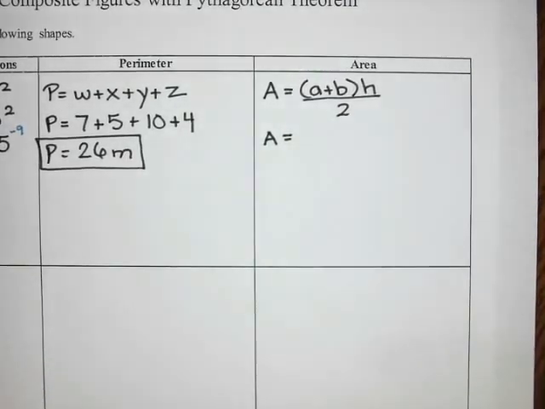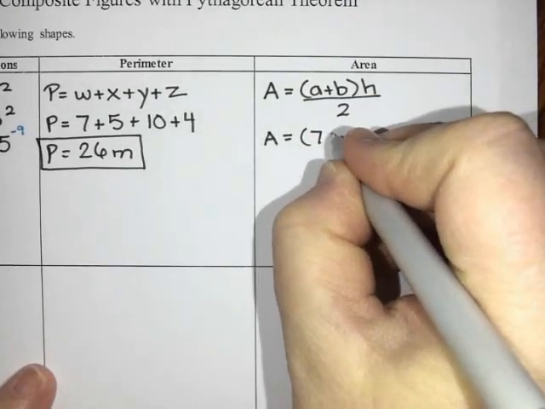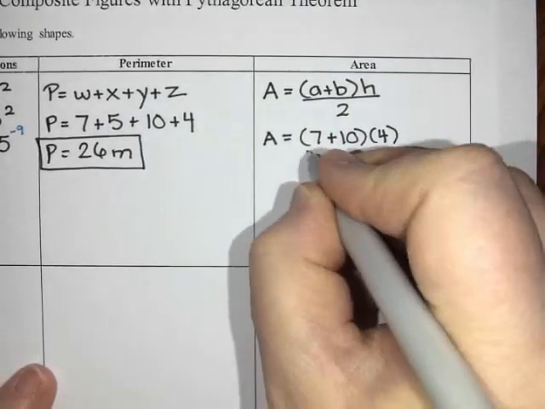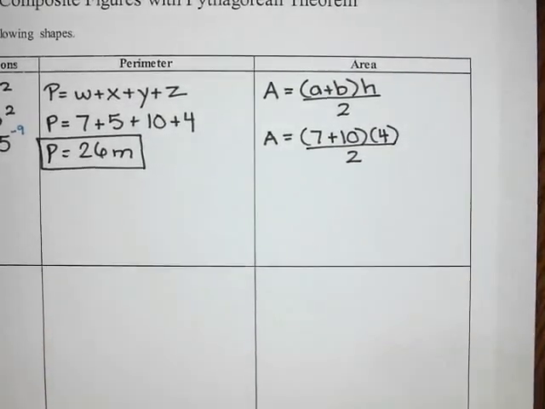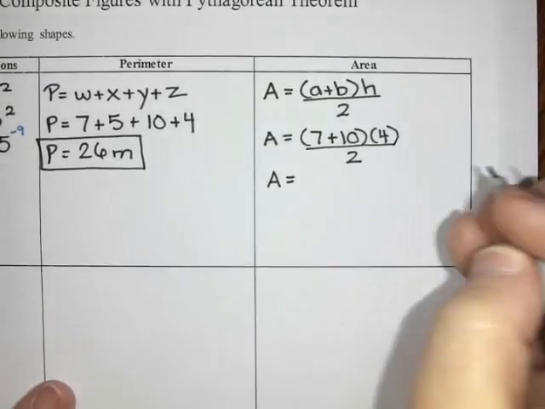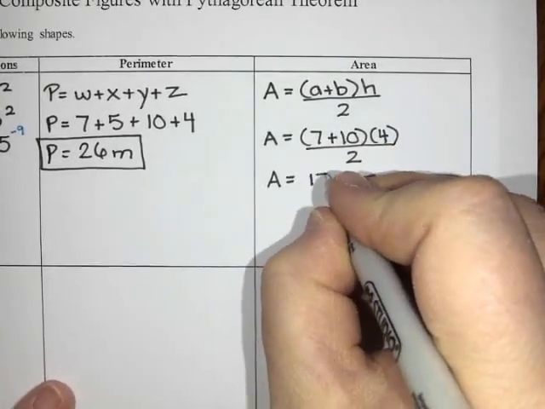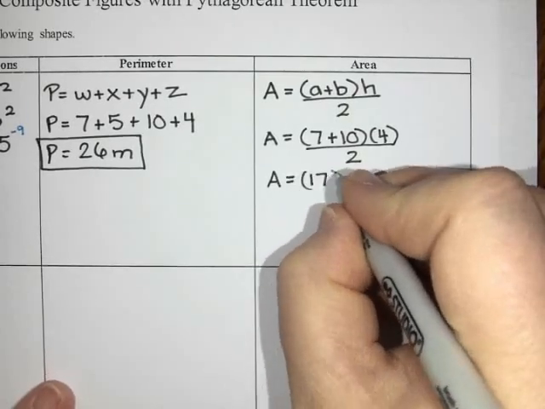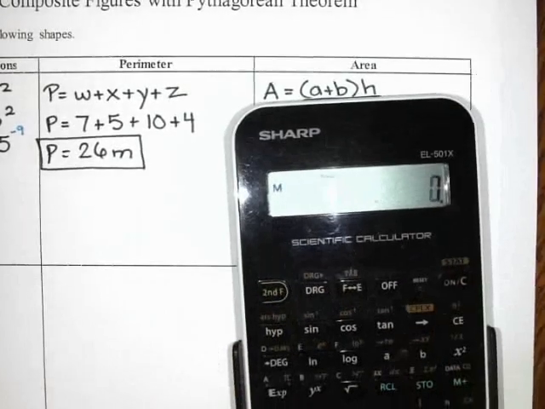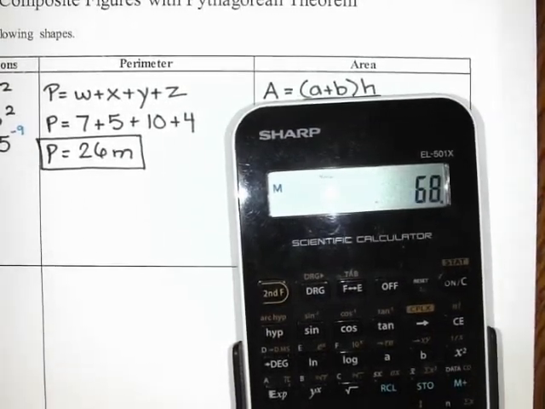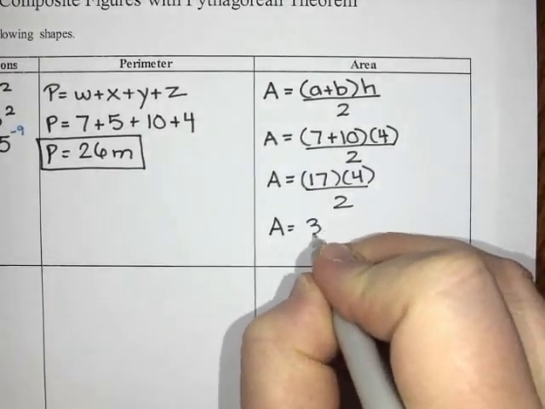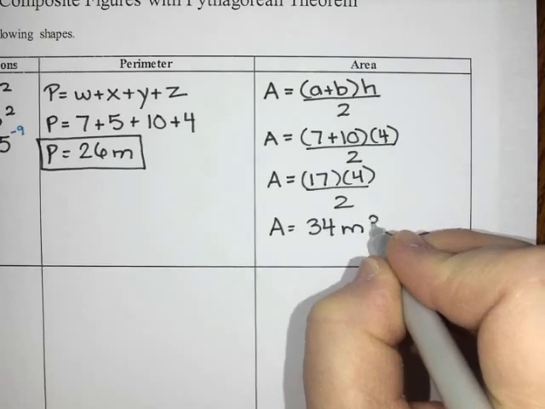So A is 7, B is 10, times my height, which is 4, and then divided by 2. So I would recommend doing the addition in the bracket first, and then we'll use our calculator. So 7 plus 10 is 17. So I have 17 times 4 divided by 2. So 17 times 4 divided by 2 is 34. So our area is 34 meters squared.